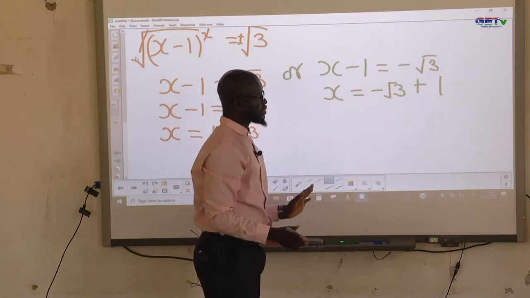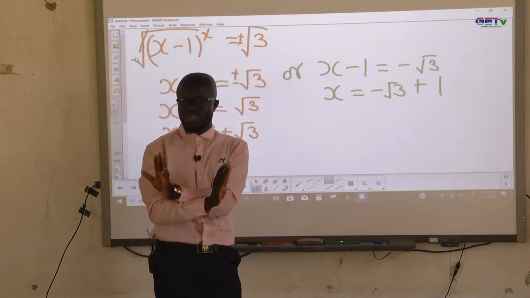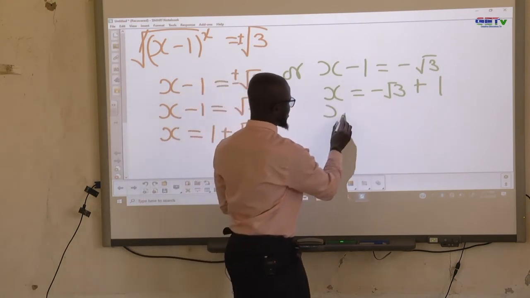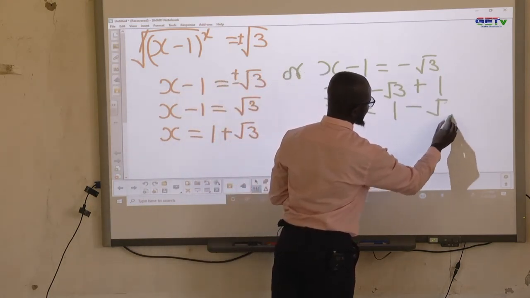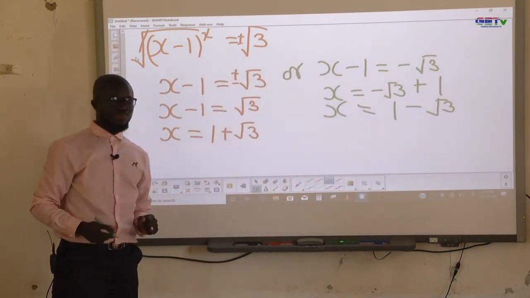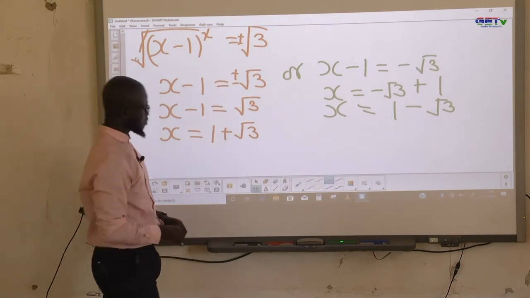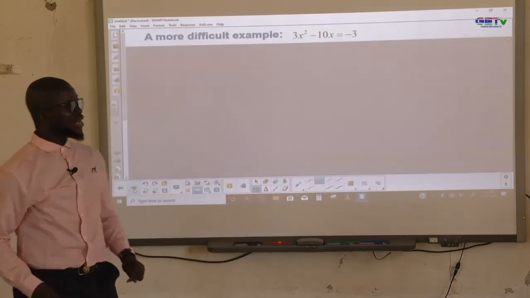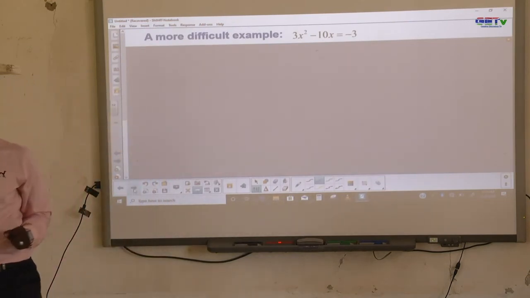Now, if you want to rewrite it in another way, you can switch the order of the numbers, and that could give us x equals to 1 minus root of 3. So this could give the two values of x that can satisfy the expression. Now, we have another question. There's a more difficult example.